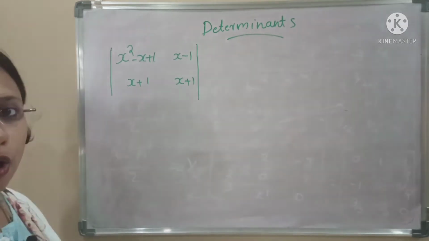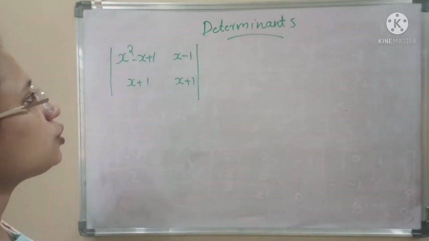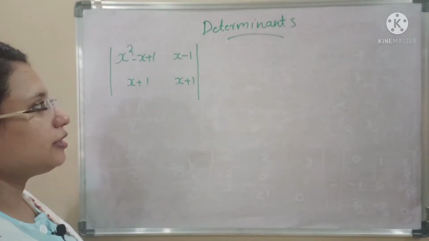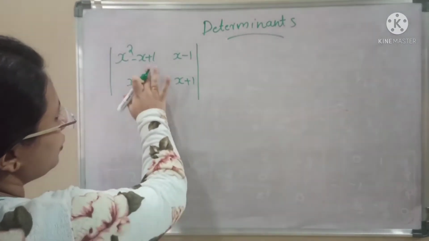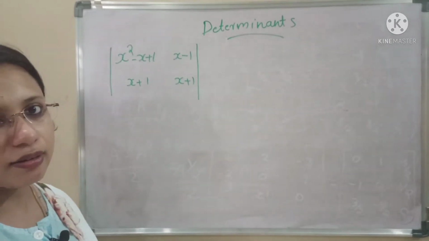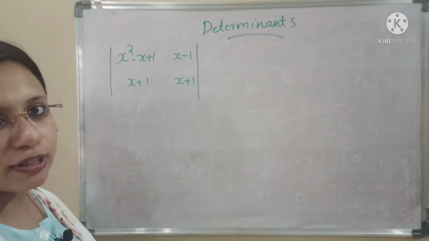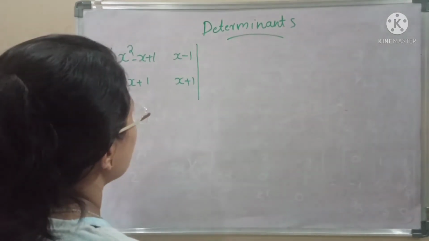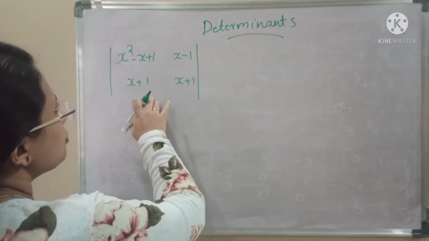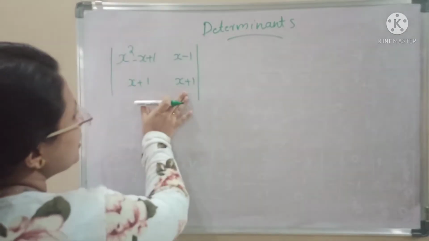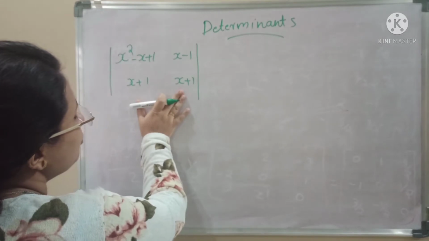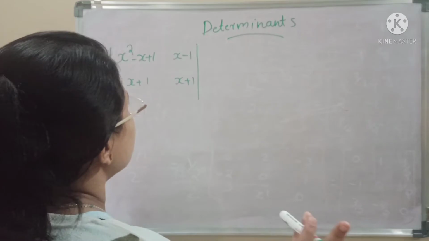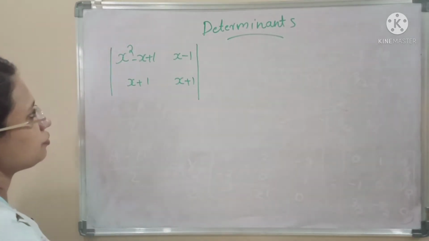We need to solve a determinant. How to solve a determinant? First of all, you need to keep in mind this is a two dimension, a square determinant, because we have only 4 elements. So how to solve this? Since this is a square determinant, we just need to make any of these elements 0. I will tell you what is the advantage of that.